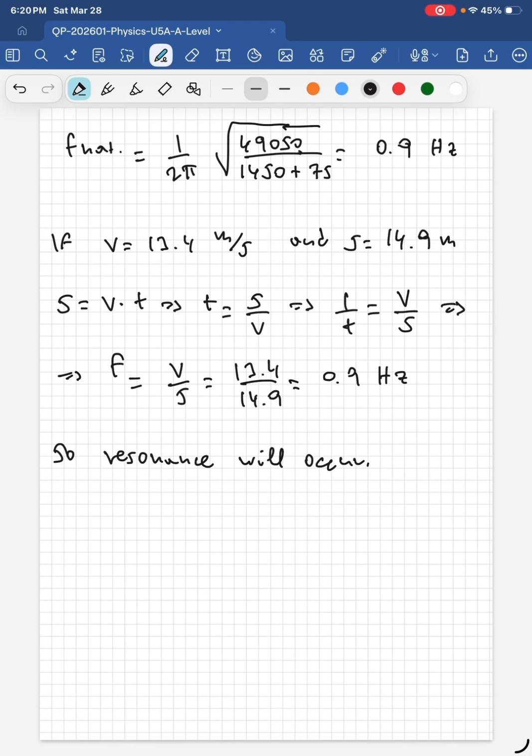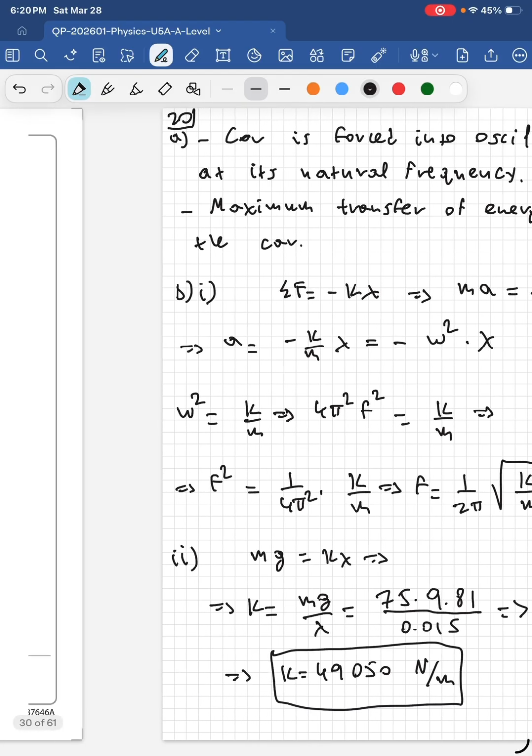And I really hate those speed bumps, by the way. So yeah, if you are going with that speed and the speed bumps are 14.9 meters away, then a resonance will occur.